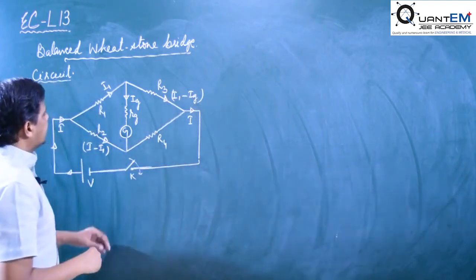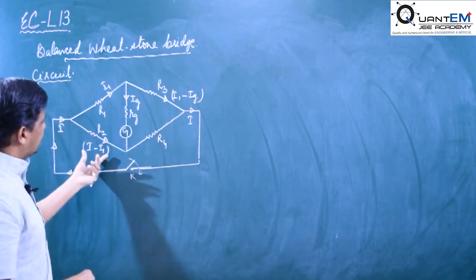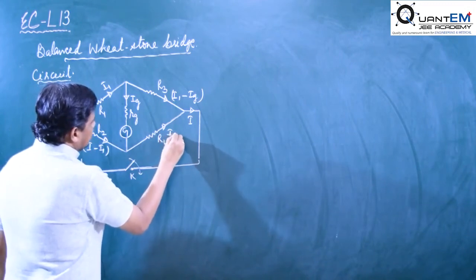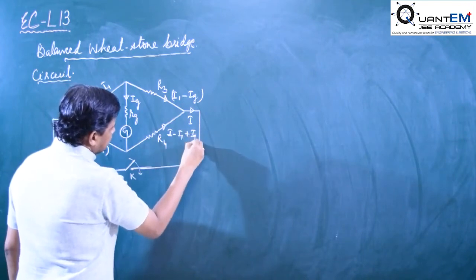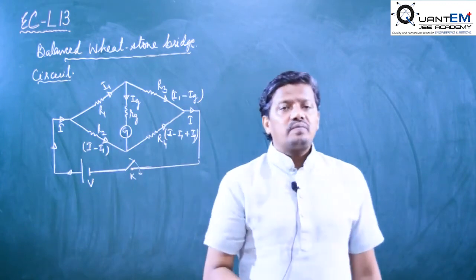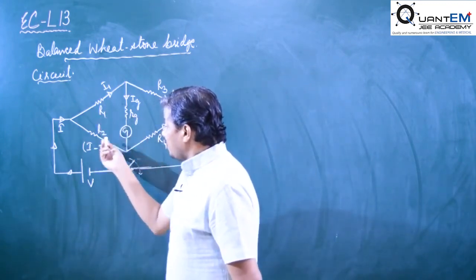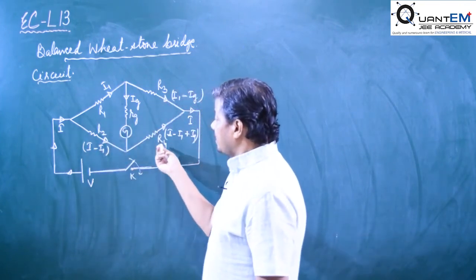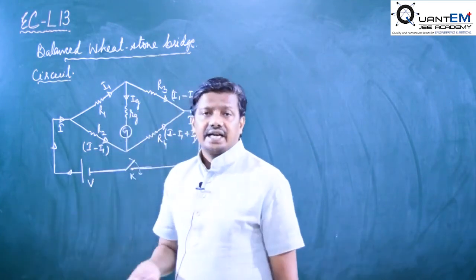Now again using Kirchhoff's junction law here, one current is Ig and the other current is I minus I1. So here combined current will flow, that is I minus I1 plus this current Ig. This circuit is called balanced Wheatstone bridge only if the resistances ratio R1 by R2 is equal to R3 by R4. Left side resistance ratio is equal to the right side resistance ratio. In that case, no current flows toward the galvanometer.